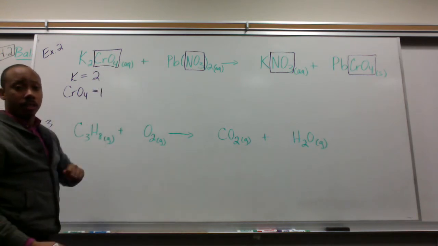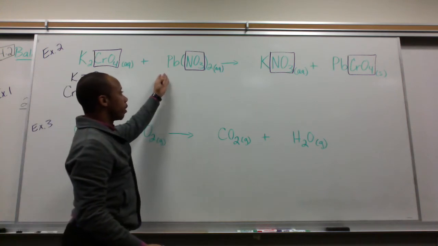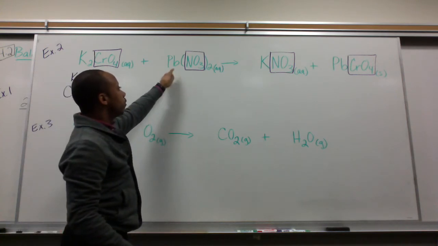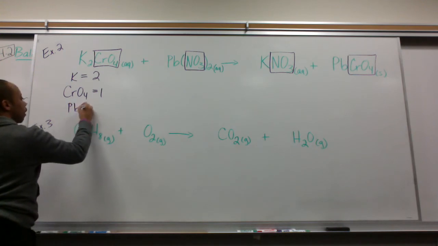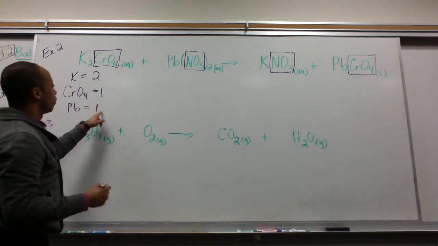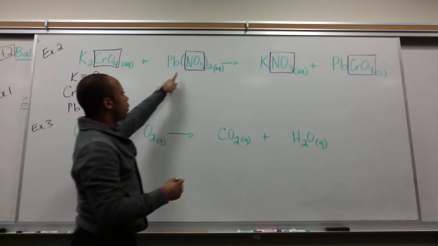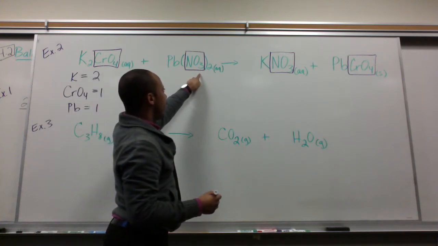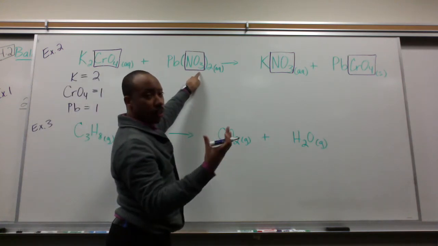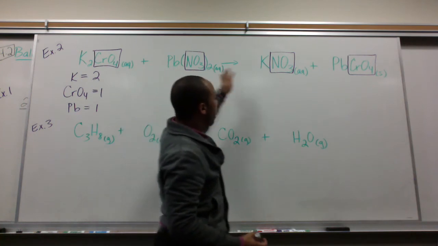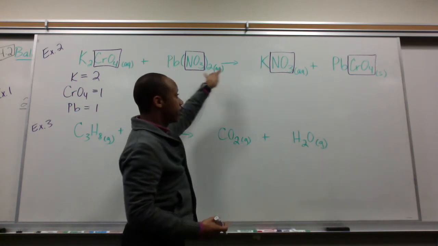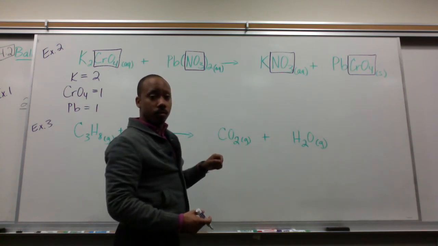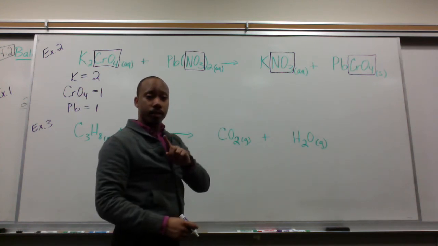Moving on to my next chemical formula. Lead. Pb is lead. I only have one of them, so for Pb, I only have one. Now I come to this NO3. NO3, we keep it as one unit because we have NO3 over here and we have NO3 over there, even though this one's in parentheses and that one isn't. They still are counted as one unit.